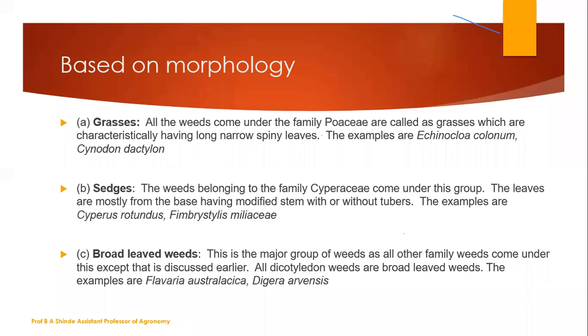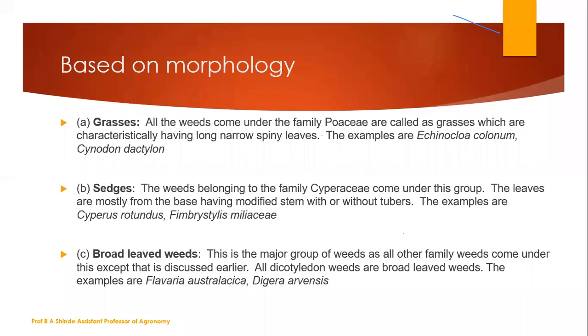Actually, all these weeds come under the family Poaceae. The Poaceae family are the grasses. Examples are Echinochloa, Brachiaria, Cynodon dactylon. There are a number of weeds under this family Poaceae. Then the sedges are there, sedges like the hedges.